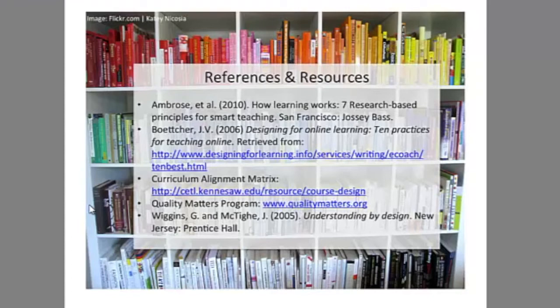And VoiceThread is essentially a technology tool that lets you have discussions around media, where students can use microphones to leave voice comments, or they can use webcams to have video comments.